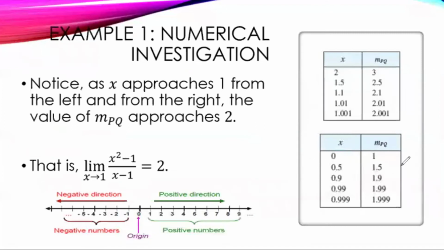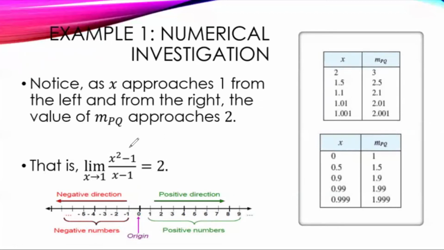Finding the limit of f of x. Suppose this is our f of x, x squared minus 1 over x minus 1. Then we want to find the limit of this, x squared minus 1 over x minus 1, as x approaches 1. We are given already that the limit is equal to 2. What we are going to do is verify if the limit of this function as x approaches 1 is really equal to 2.